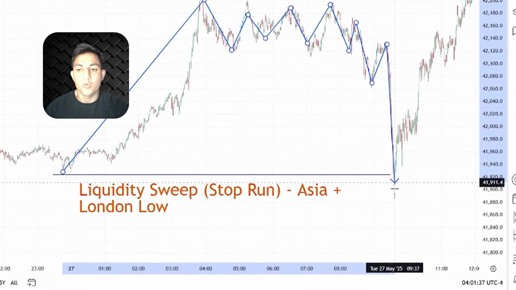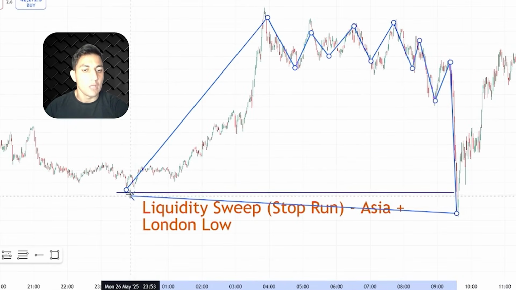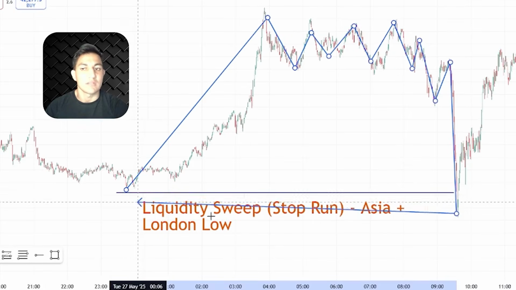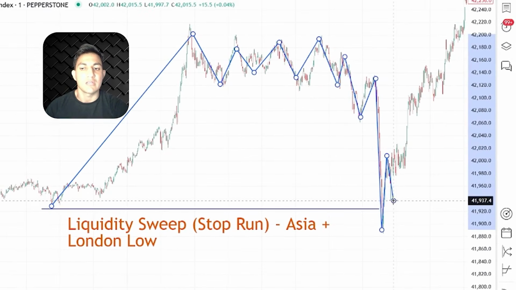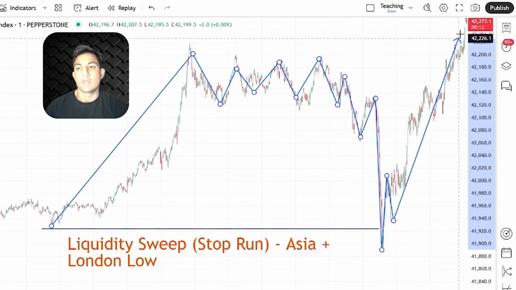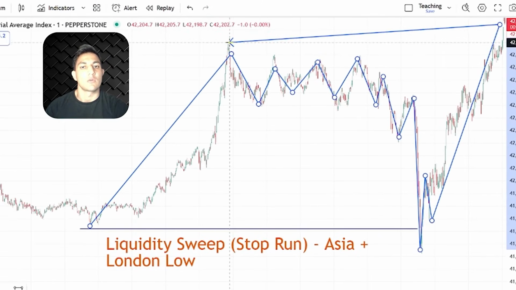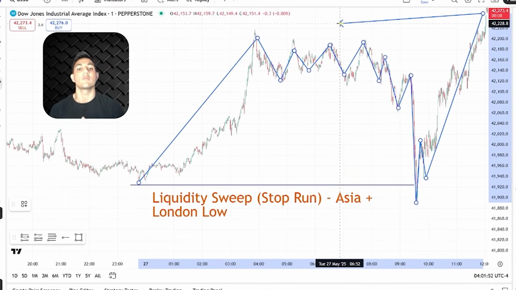It drops all the way down just below this low here where there's lots of liquidity, instantly shoots off in the opposite direction, gives smart money traders their entry, and then goes in the opposite direction, taking out liquidity. And you will see this over and over and over again in every single market. And it's insane how high probability this setup is.